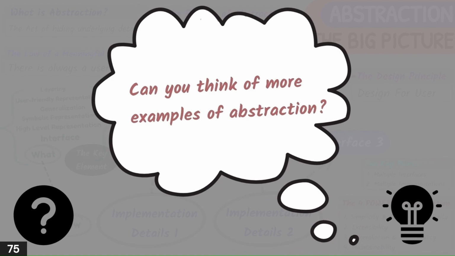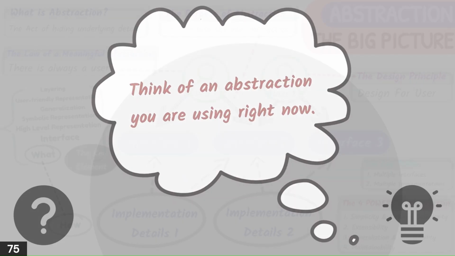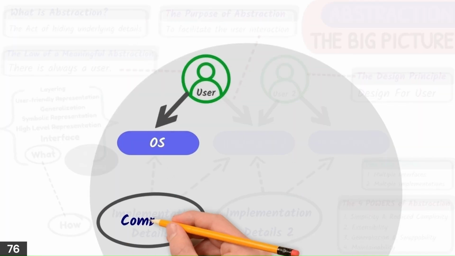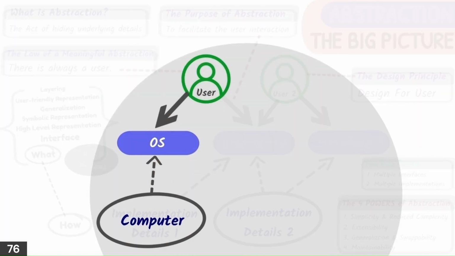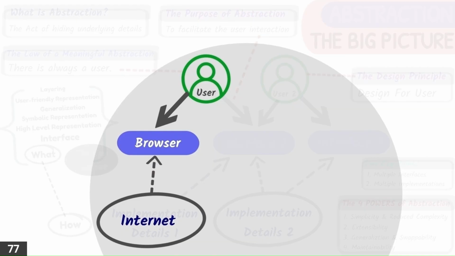They help you develop the skill of abstract thinking and practical wisdom. Think of an abstraction you are using right now. Maybe an operating system. It's your interface to interact with a computer, and it hides from you a lot of complex and low-level details. A browser. It lets you access the web without worrying about how HTTP, HTML, or other networking protocols work.